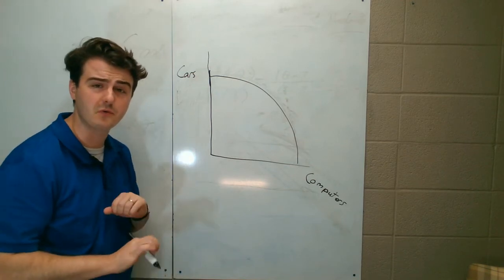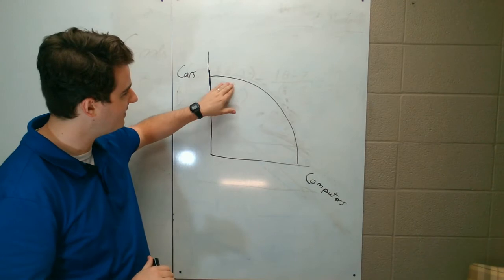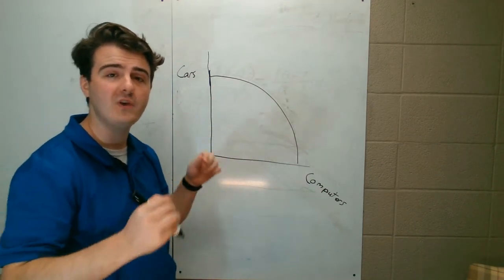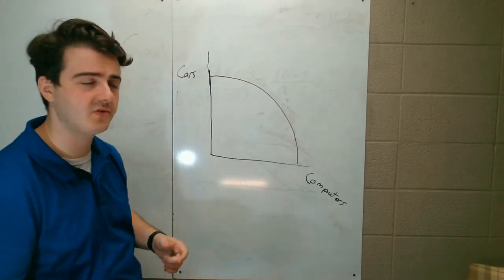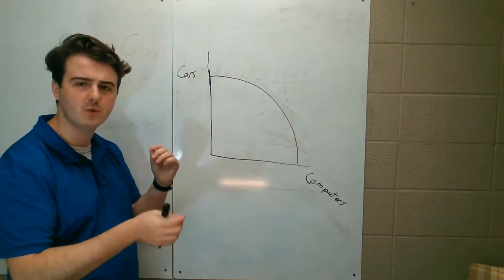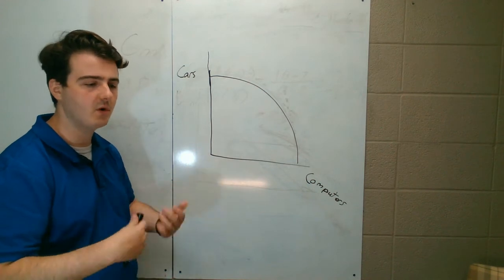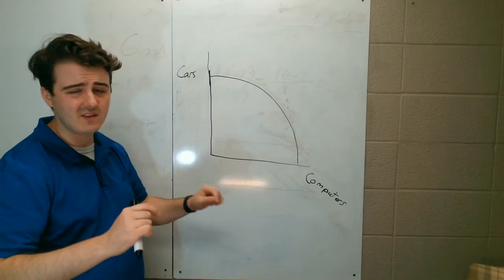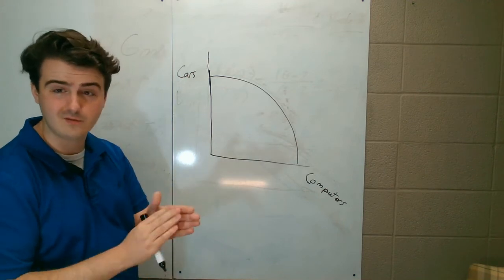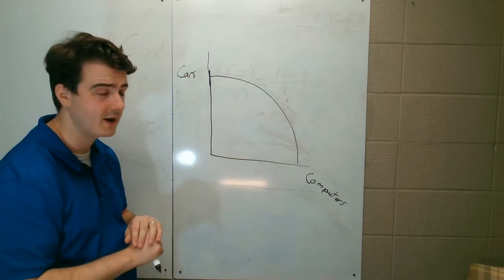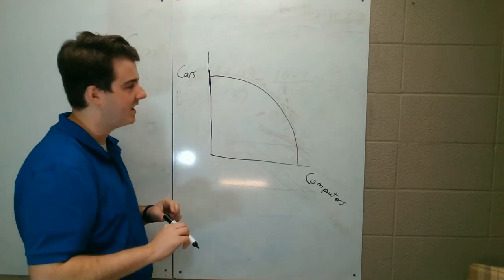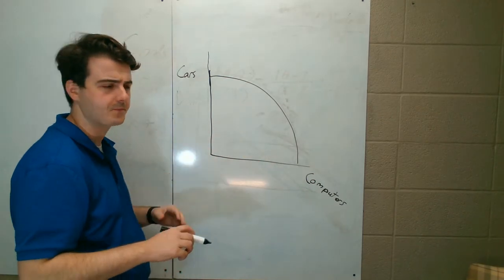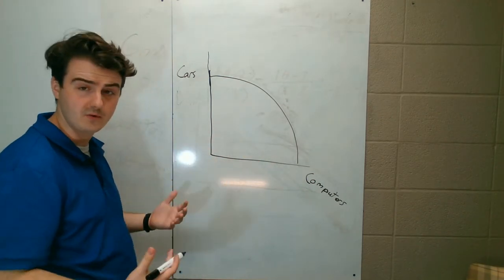So notice on this version of our PPF, it isn't just a straight line, rather it's curved. It bows outward, and that's because of this difficulty switching resources that I talked about. Once we've already invested resources in one, it's difficult to go back the other way. It's not this 1-to-1 trade-off that we have with our folded sheets of hot dogs and hamburgers, right? And like I said, the slope of the line, the slope of the curve, is going to be our opportunity cost.